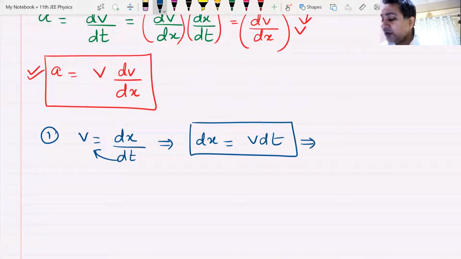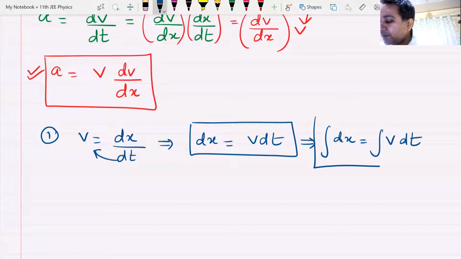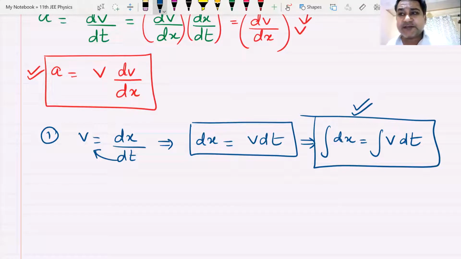To find the value of total displacement, I can integrate. Integral of total displacement will become integral of v dt. Do we remember this? We have done some questions previously on this. Can I have some raised hands? This is just a recap of what we have done till now.